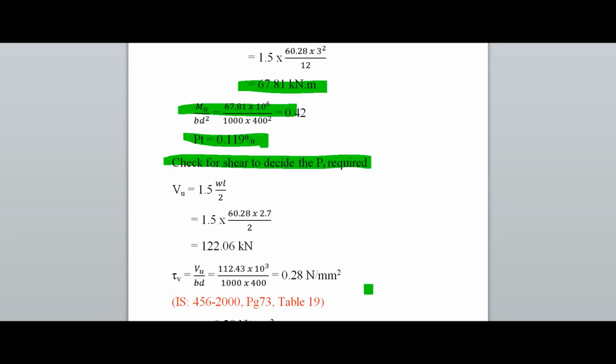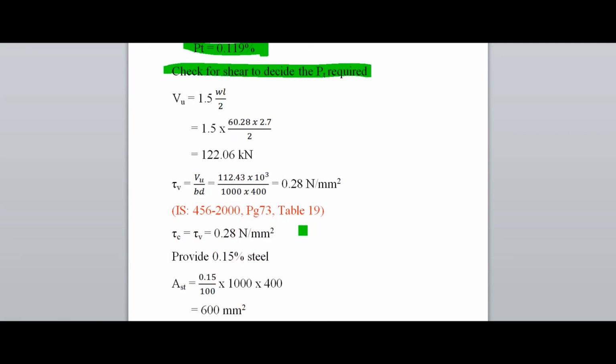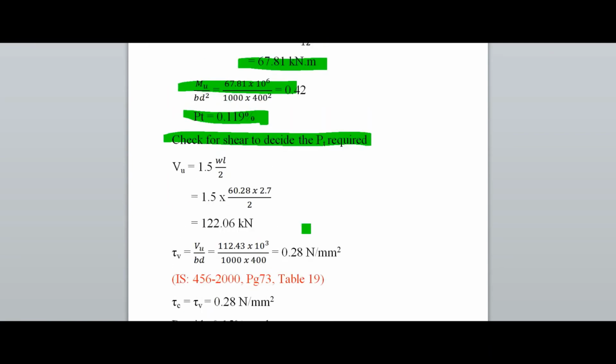So for the safety purpose, what I did is, I first find a tau v and assume it as tau c, and find out the PT, okay? The simple formula, okay?